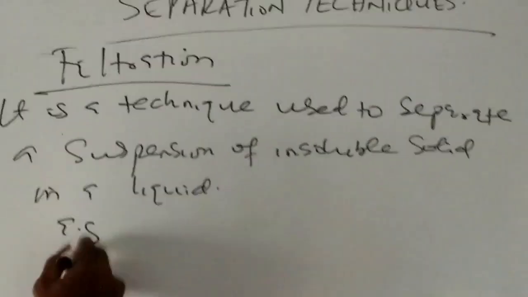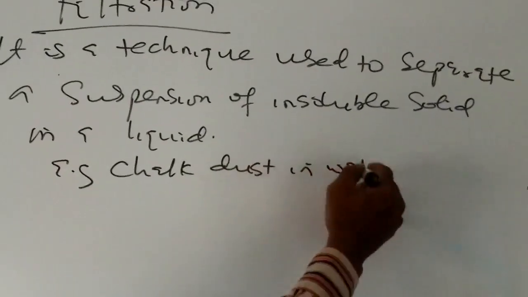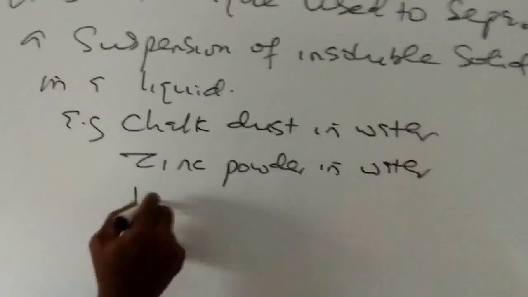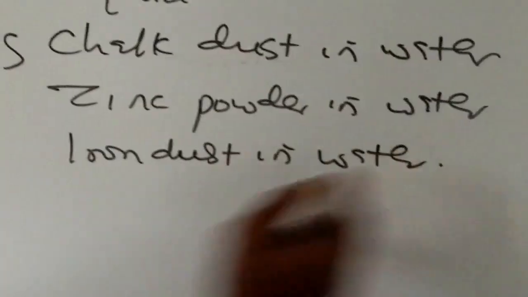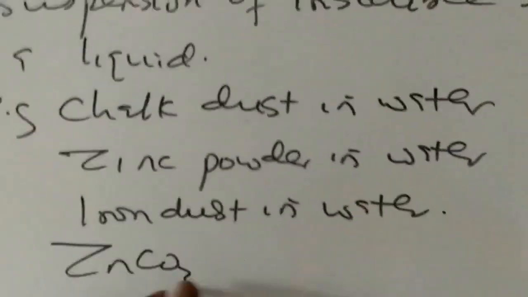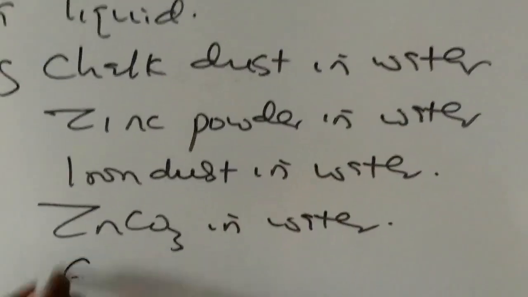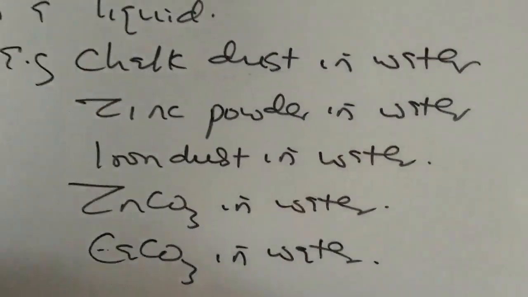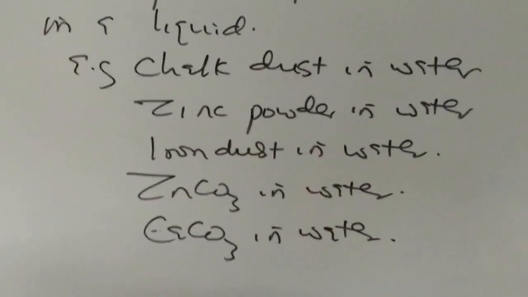Examples: chalk dust in water, zinc powder in water, iron dust in water, zinc carbonate in water, powdered limestone in water. All these will form suspensions. They won't dissolve inside the liquid. So the only way you can separate them is to make use of filtration as a separation technique.